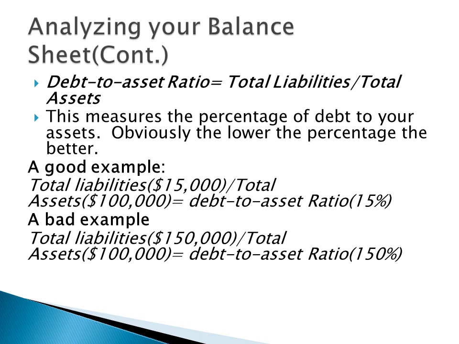An example, you have $15,000 in total liabilities while you have $100,000 in assets. Your debt to asset ratio is about 15%. A bad example, you have $150,000 in total liabilities while your total assets are only $100,000. Your debt to asset ratio is about 150%, which is completely over leveraged.